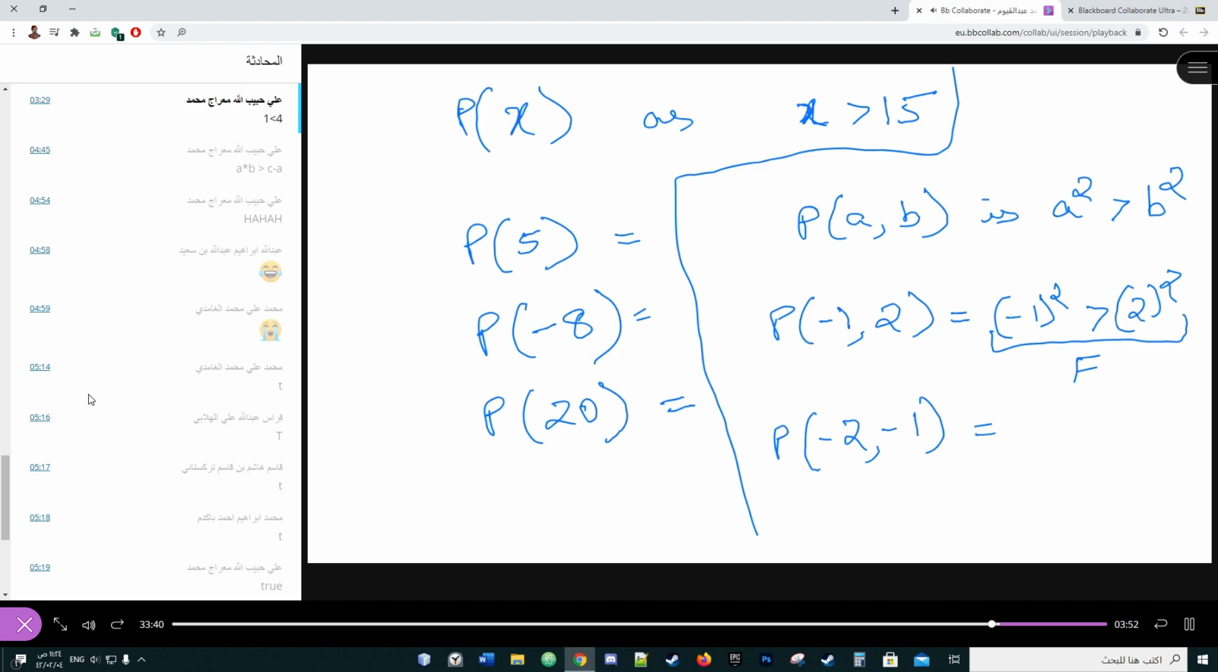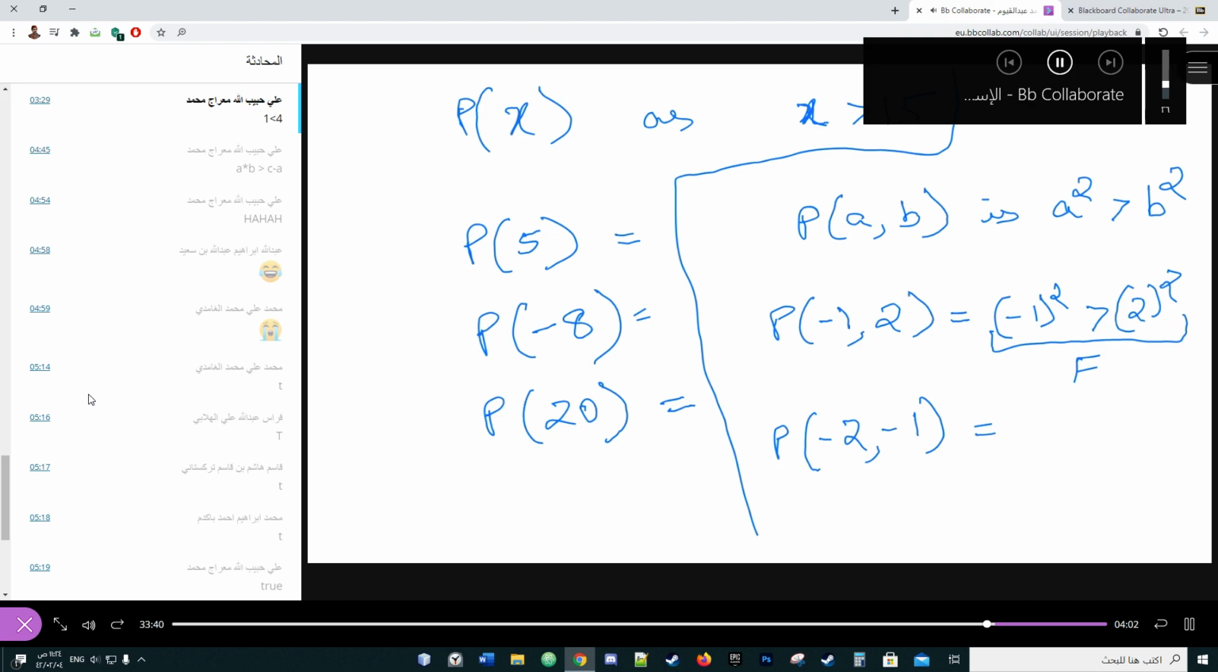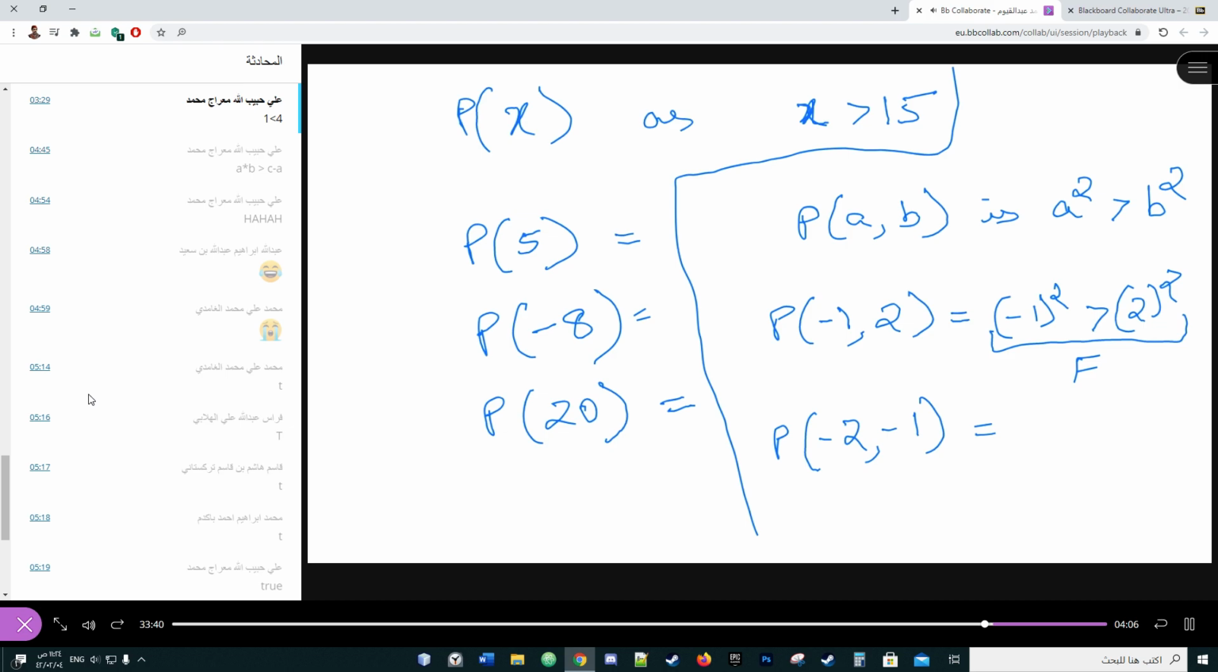P is called a propositional function. Some examples are given in slide 8, so you can look through that. I hope that is clear now. It's so simple.